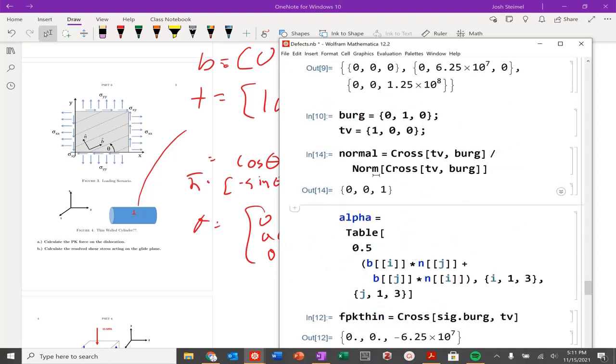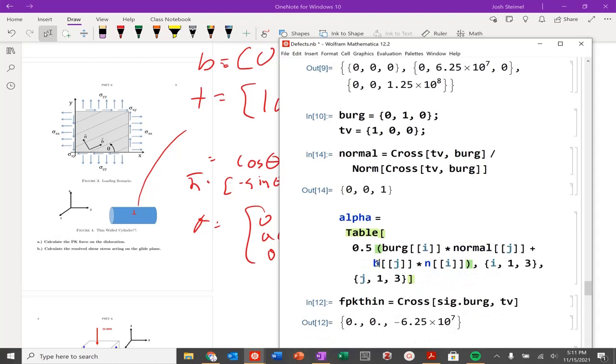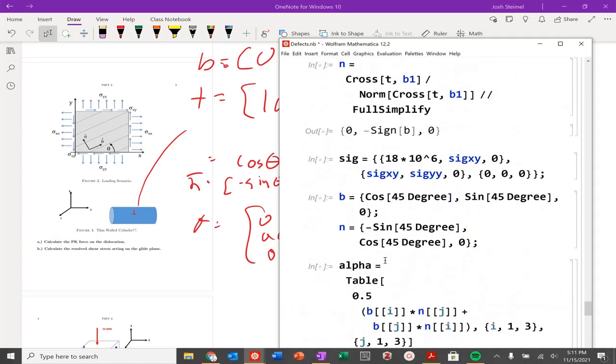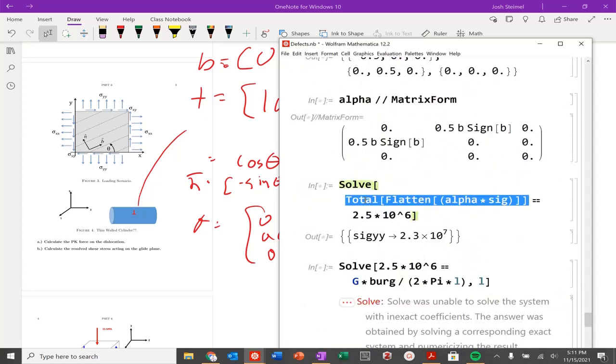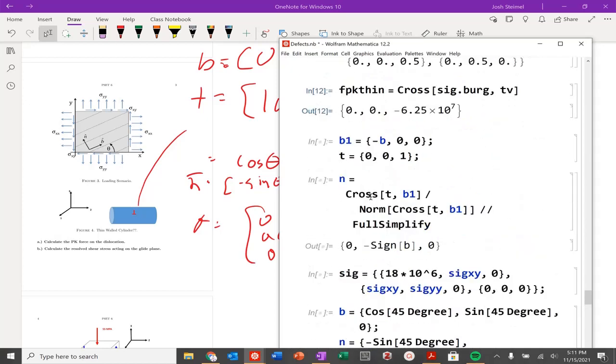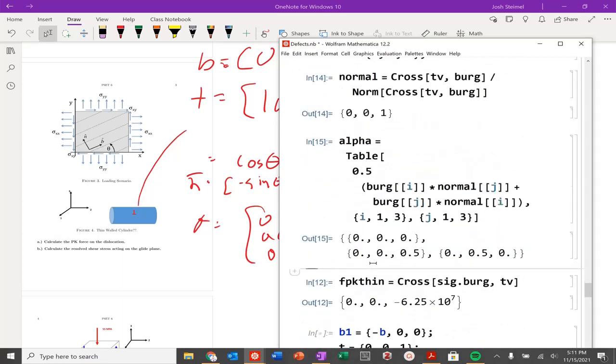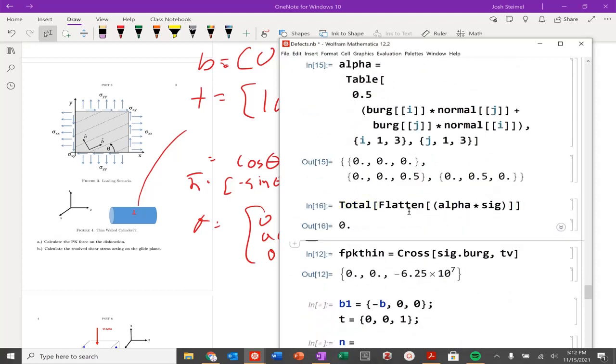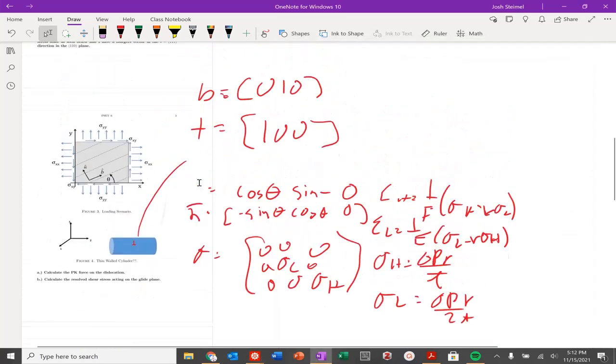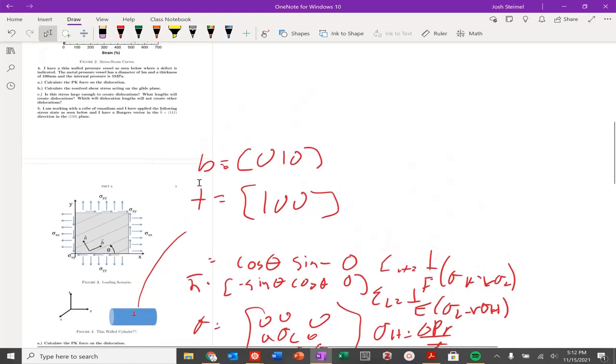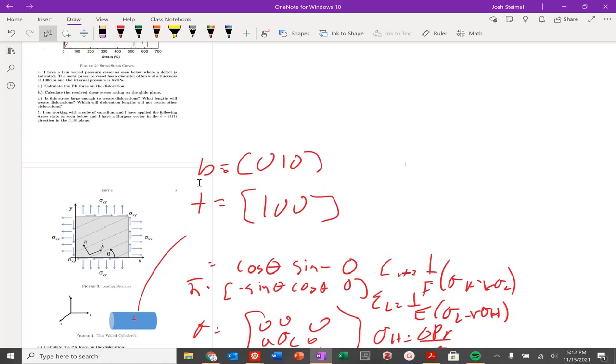So again, same value there. So now this is going to be my Burg, this is going to be my normal, and then Burg, normal. So that is my alpha, and then finally, to get my total, it'll just be this. So my resolved shear stress, for normal, up there, will be alpha sigma. So my resolved shear stress is a astounding 0. So there's nothing acting on that plane there. Is it large? Nope. 0, 0.